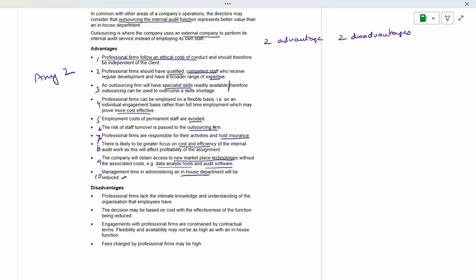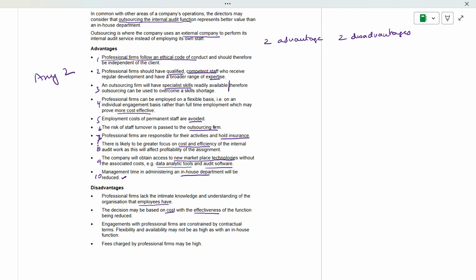Now, if you do outsourcing, commitment will not be there, is it right? There is a lack of intimate knowledge and understanding of the operations that employees have. See, you are outsourcing, you give the job, they do it and you just leave it off. You are not that much responsible. The decision may be based on cost. If you pay more, effectiveness will be more. If you pay less, people will negotiate. Technically speaking, if I am paid less, I will do accordingly. The internal auditors will do that.